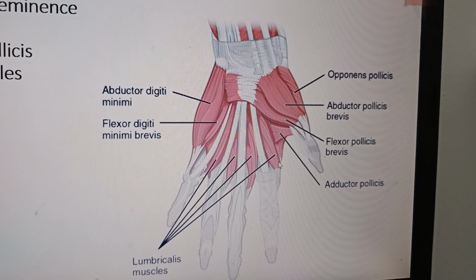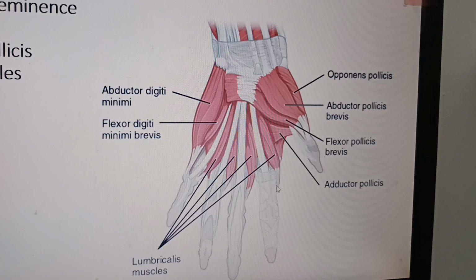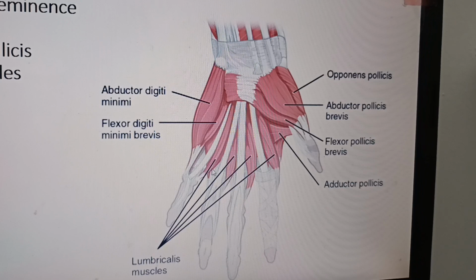It is crossing the metacarpophalangeal joint, the MCP, and it is going dorsally to get inserted into the dorsal digital expansion. So these are the four lumbricals here. All right, so that's 1, 2, 3, 4.